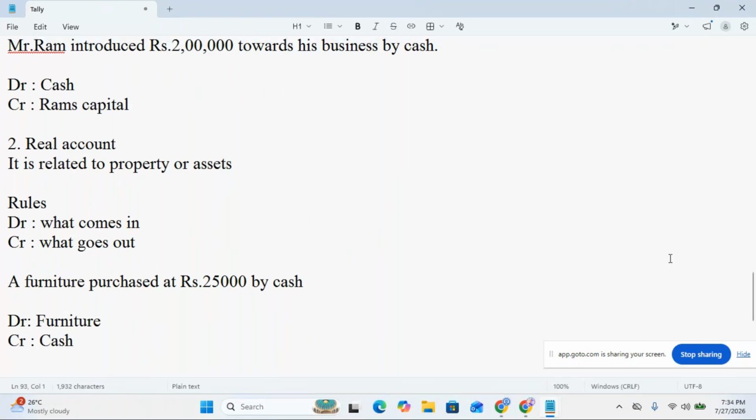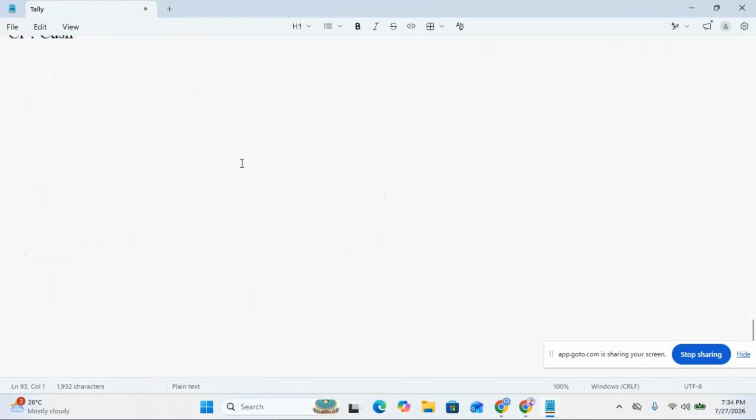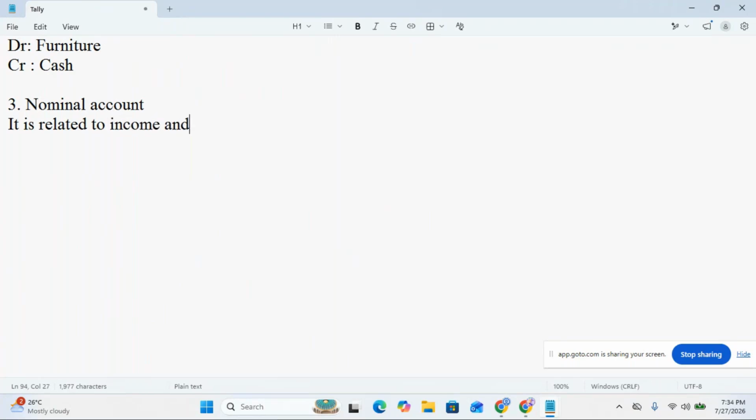Okay. The last one, nominal account. So what is meant by nominal account? Nominal account relates to incomes, expenses, losses, and gains. Very good. What is the rule for nominal account? All expenses and losses should be debited, and all incomes and gains should be credited. Good. So debit all expenses and losses, credit all incomes and gains.